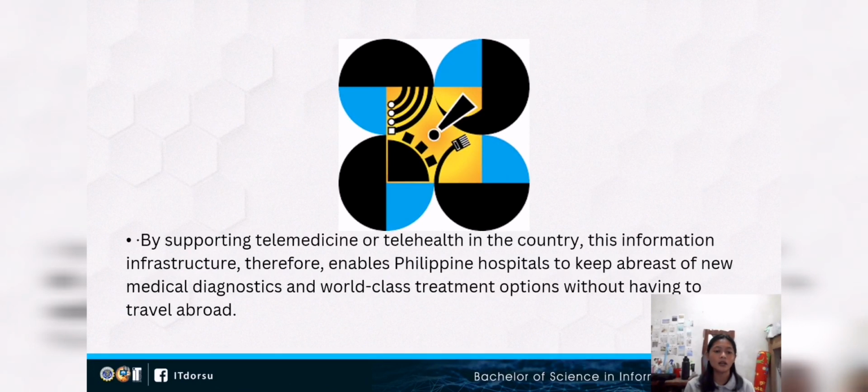Next will be by supporting the telemedicine or telehealth in the country, this information infrastructure therefore enables Philippine hospitals to keep abreast of new medical diagnostic and world-class treatment options without having to travel abroad.